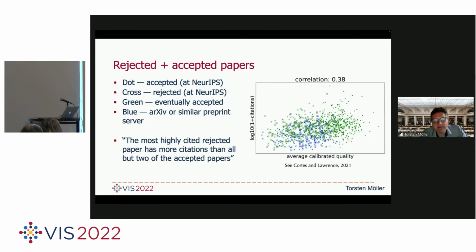What they also have done here is they looked at the number of citations of those rejected papers. And what is interesting to note here is that green are the papers that were eventually accepted somewhere. Blue are the papers that ended up at arXiv or a similar preprint server. And a dot is a paper that was accepted at NeurIPS, and a cross is a paper that got rejected at NeurIPS. And this figure is worthwhile to come back to and take some time to understand.